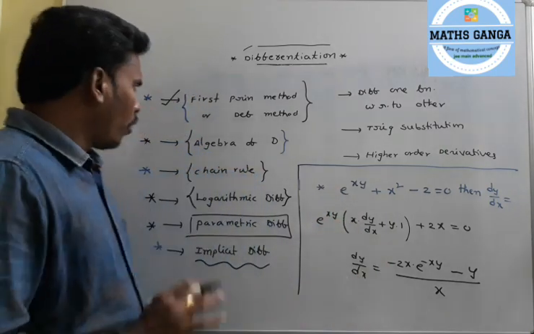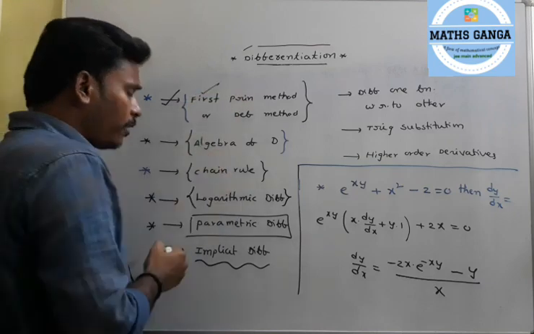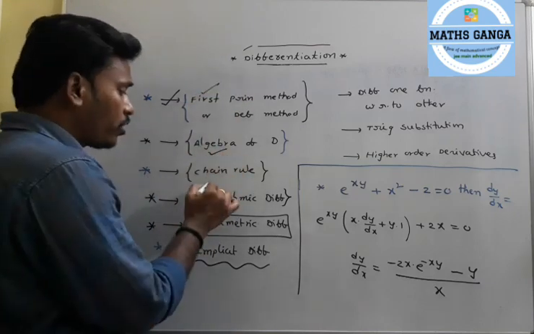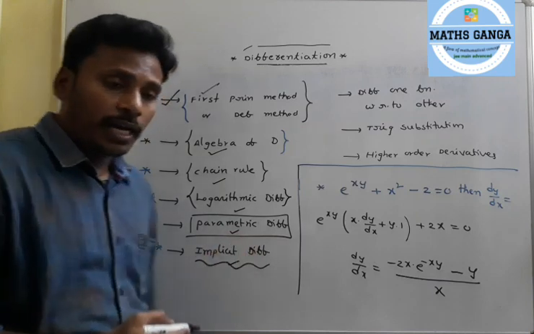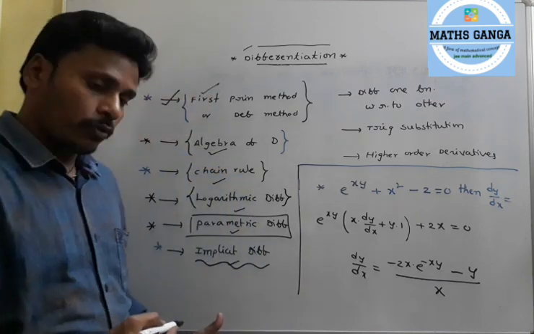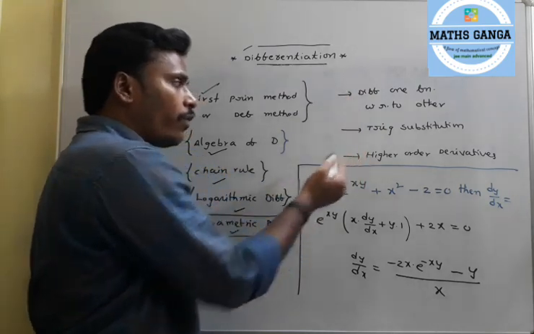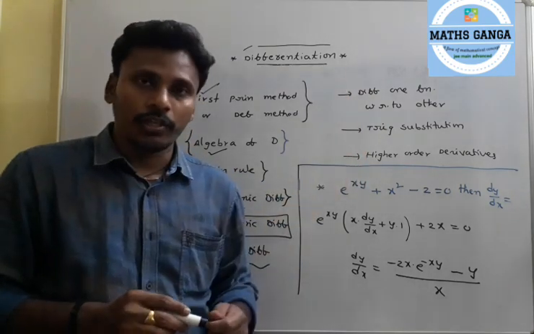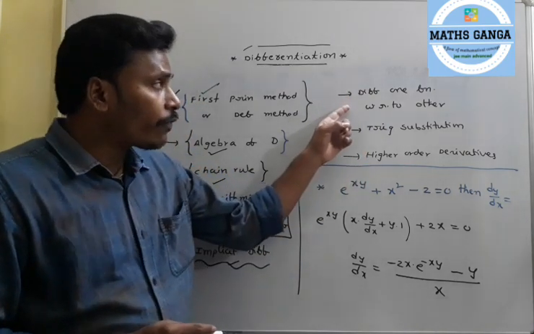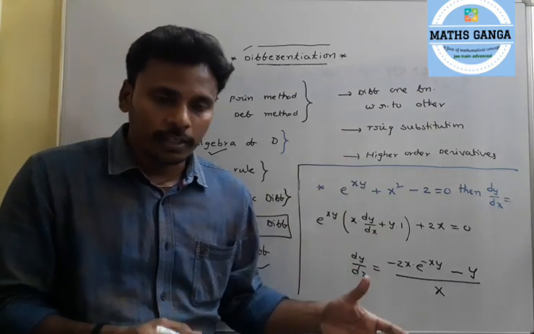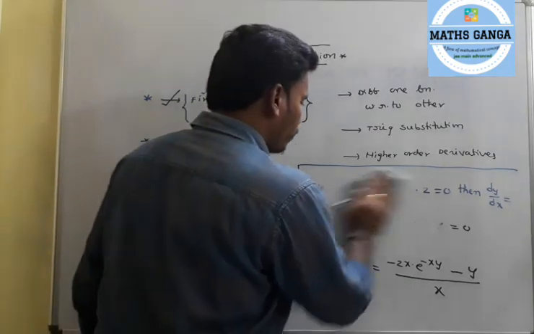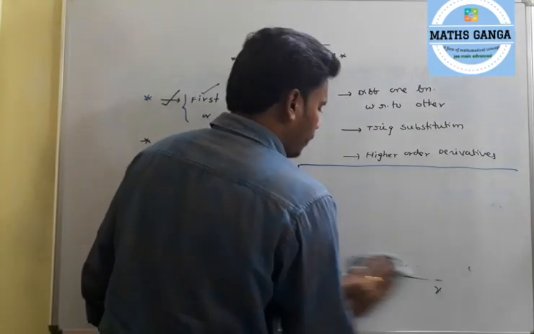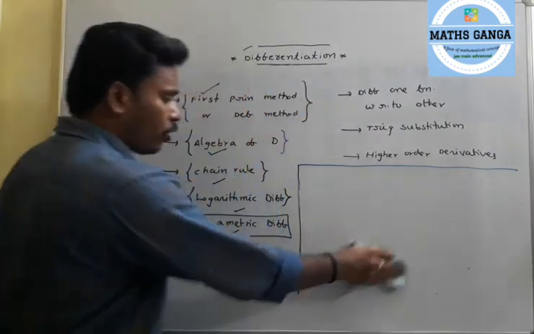Okay, so now we learned the first principles method, we revised the algebra of differentiation, chain rule, logarithmic differentiation, parametric differentiation, and implicit differentiation also. Still, we have three more methods of differentiation to discuss here. And the next thing is what? Differentiation of one function with respect to the other. Okay, actually, it is a very simple task. You just have a look. We did many problems related to that.